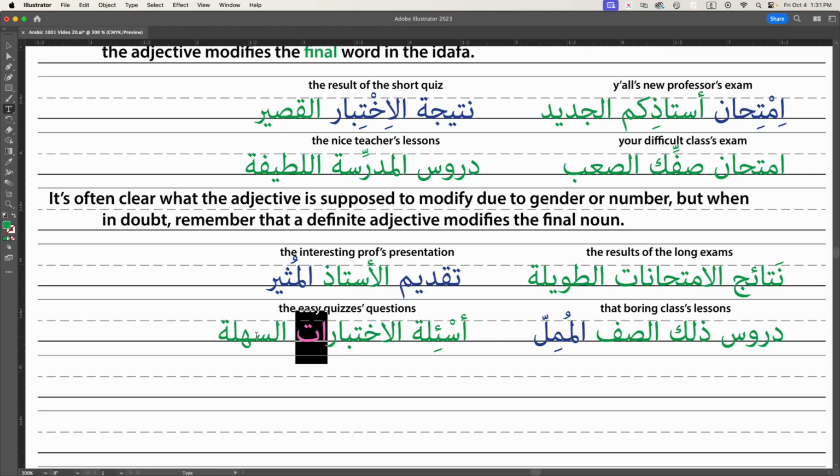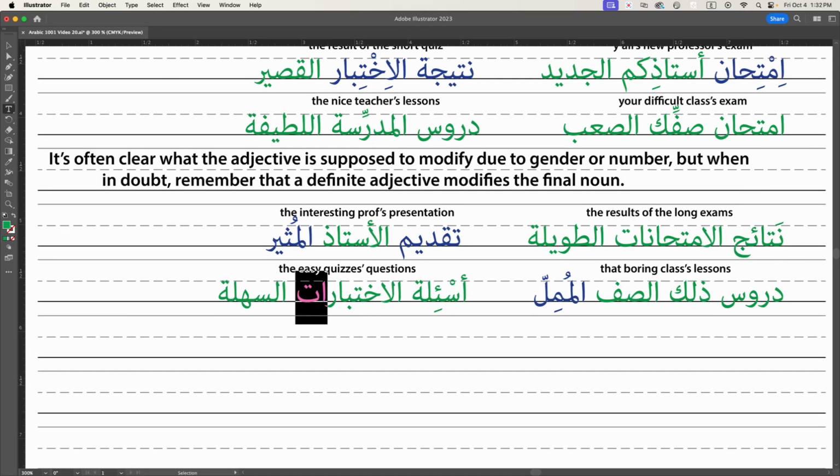So it's a little bit grammatically ambiguous. Which are easy, the questions or the quizzes? And when in doubt, go with the last word. It's the easy quizzes' questions, not the quizzes' easy questions. Sometimes it's a little hard to formulate them in English.